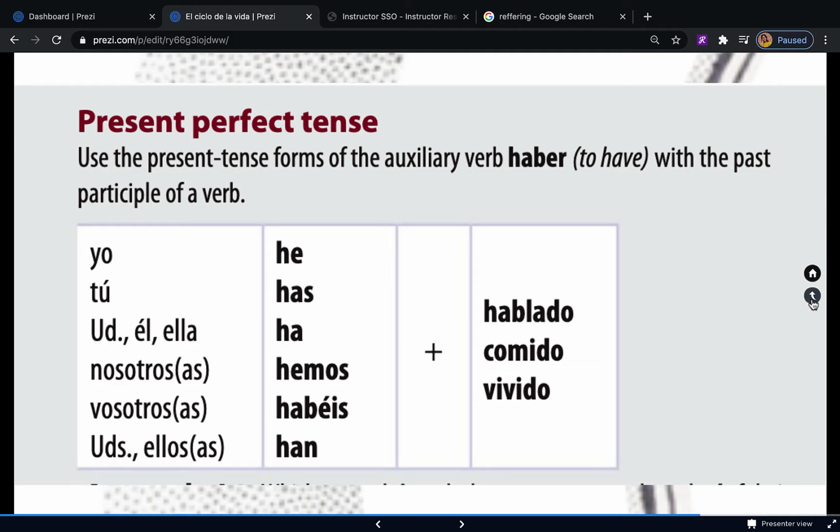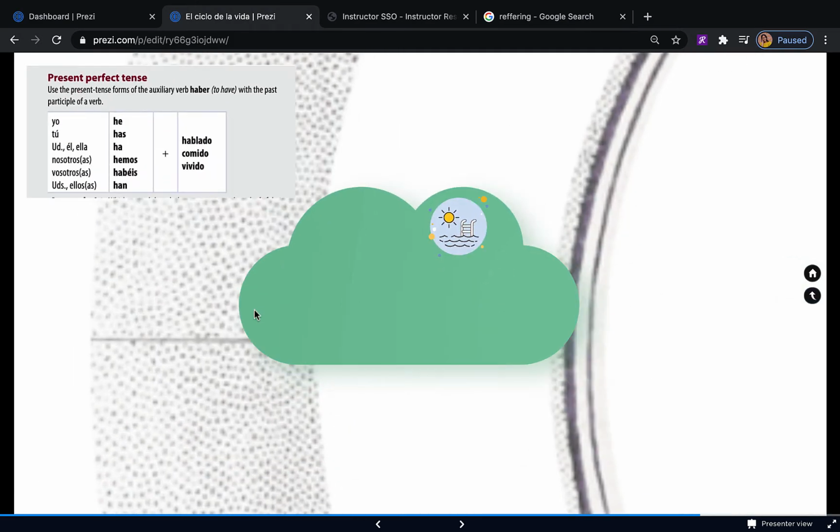How do you form the past participle of a verb? Well, for regular verbs, you add ado to the stem of AR verbs, such as hablar. You have hablado as the past participle. Add ido to the stem of ER verbs, such as comer. It will be comido. And IR verbs, like vivir, vivido.